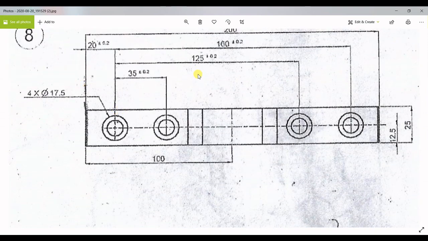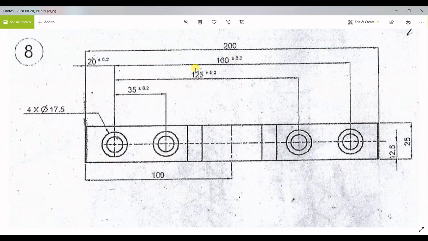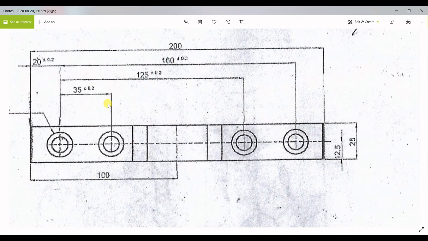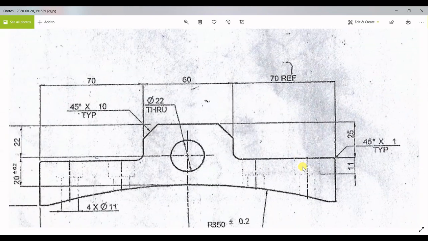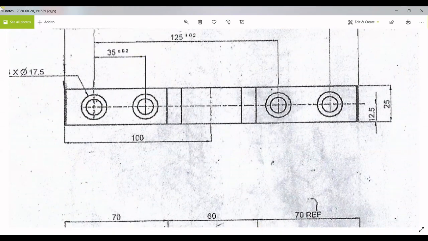We may also notice that there are tolerances given to us: 100 plus or minus 0.2, 125 plus or minus 0.2. We are not going to enter the tolerance values right now. I will be just entering the exact value of the dimension. By the end of the video, I will show you how to assign the tolerances as well.